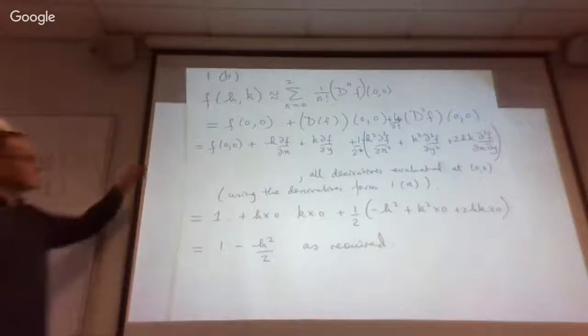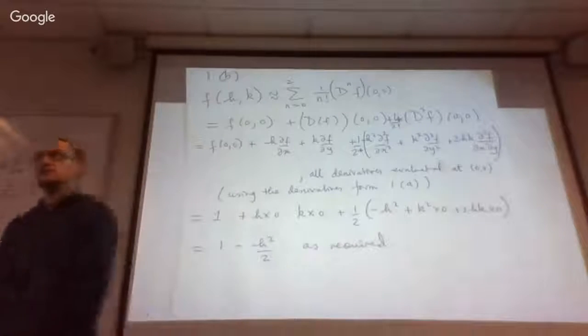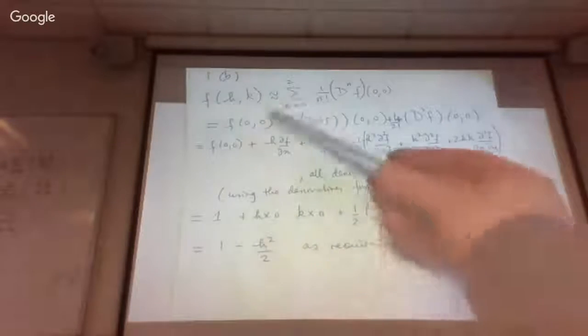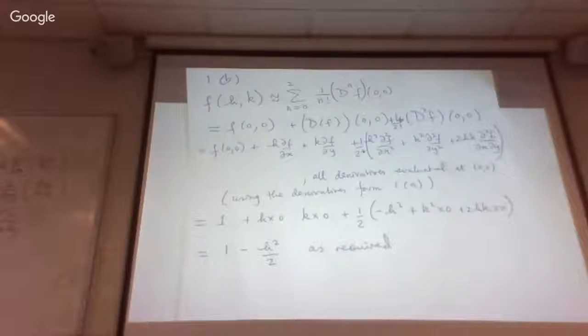Of course, it's not that f of hk is equal to this, because the first relation up there was approximate. So this 1 minus h squared is approximately f of hk. Is that okay? Any related questions to that? Okay.